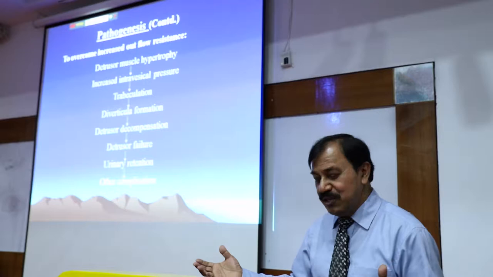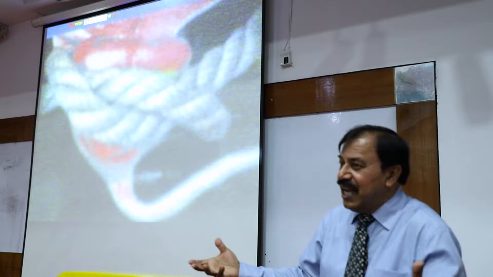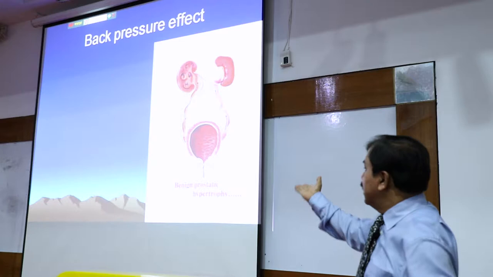Then if you go further, this is the representation. It is as if the flow of urine is blocked by a tight ligature at the level of the prostate. It is something like that in case of BPH. Then if you go further, that is the after effect. What I have mentioned already, it is benign prostatic hypertrophy and hyperplasia, that is back pressure, that is hydroureteronephrosis. That is demonstrated here.